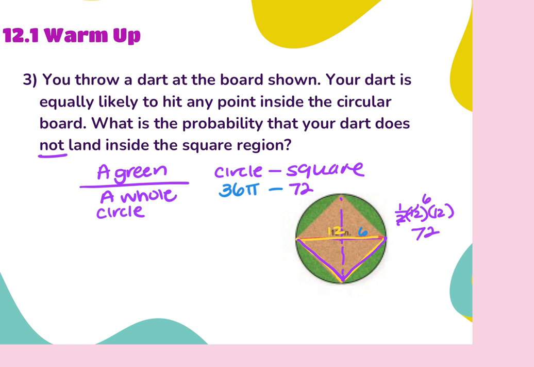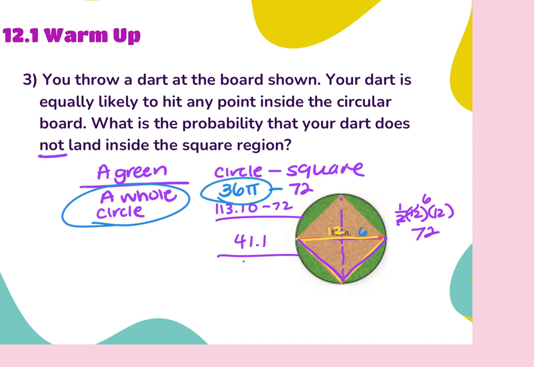So if I actually type that in, 36 pi, into the calculator, I'd get 113.097, minus 72. And I get 41.1. That's going to be the area of the green. And then the area of the whole circle was that 36 pi. So 41.1 over 36 times pi, which was that 113.10, which is 0.36, or 36%.